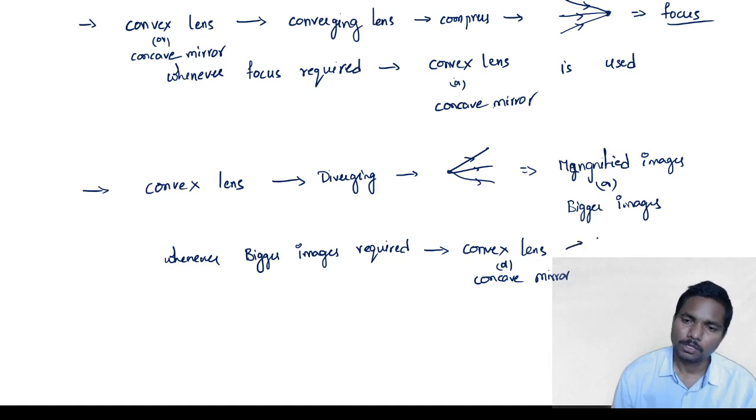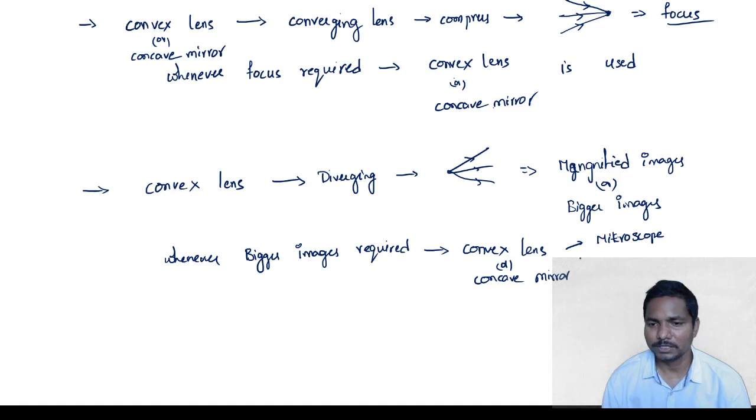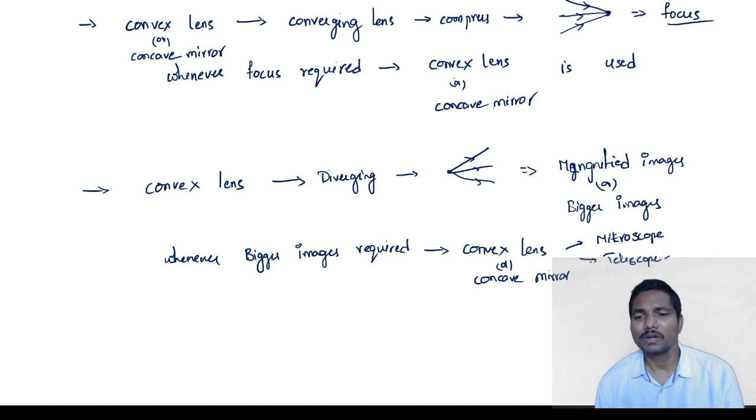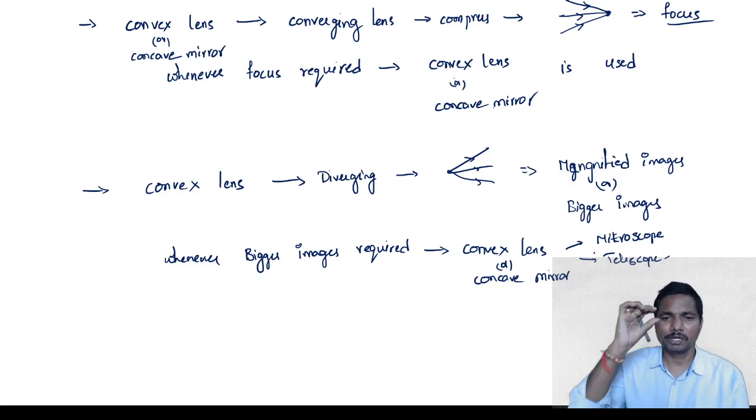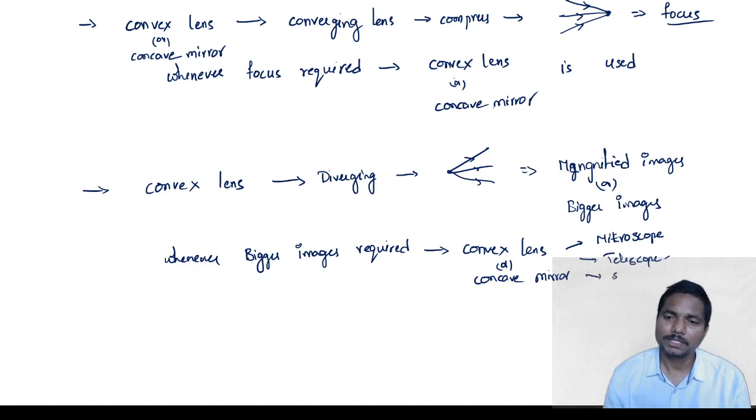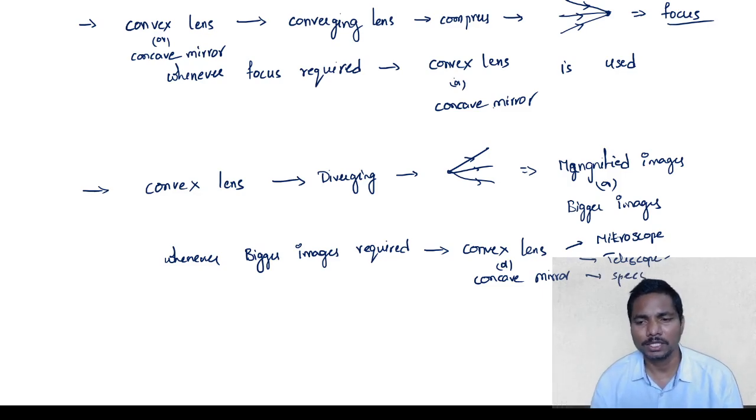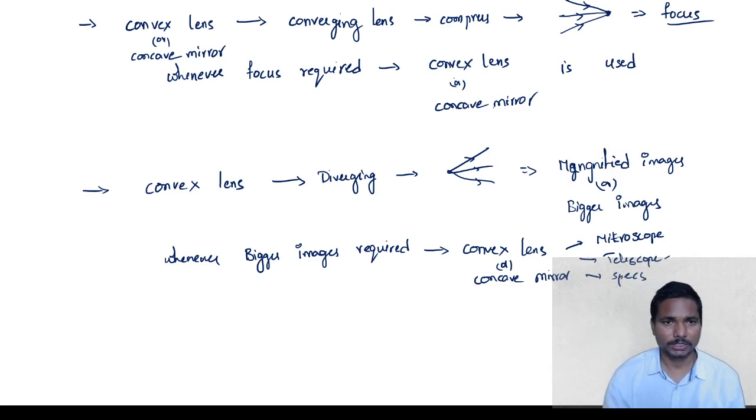For example, a microscope. In a microscope we require magnified images. Telescope: in a telescope also we require magnified images. So in all those cases we go with the convex lens. And in our human spectacles also we require some magnified images, so in that also we go with the convex lens. So all of you clear on the applications?